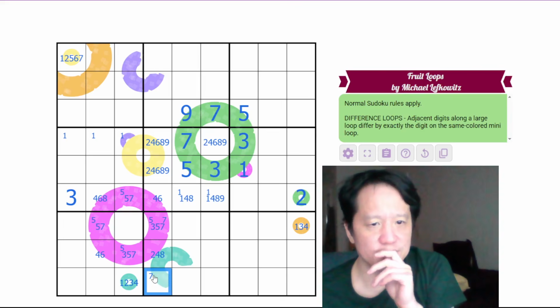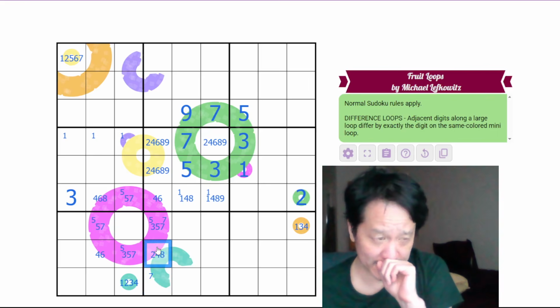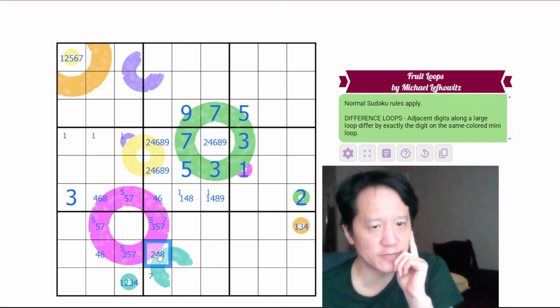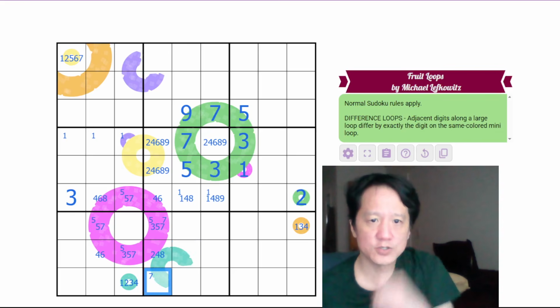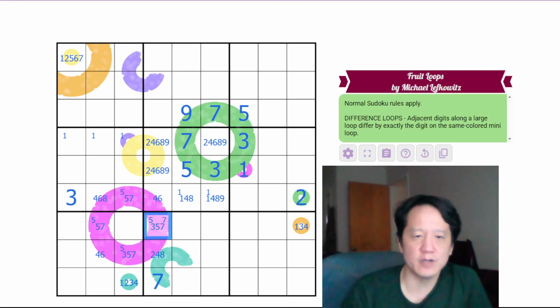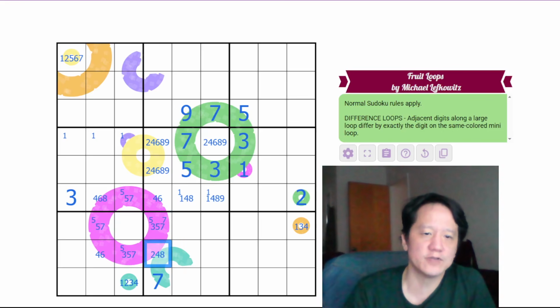So if this is 7, this cannot be 8. So it would have to be 7, 4, and 1. So let's try that. If this is 7, this can't be 8 because it can't be 8 going to 7 here. This can only have a difference of 3 at most. So it cannot be 7, 2. So this would be 7, 4, 1.